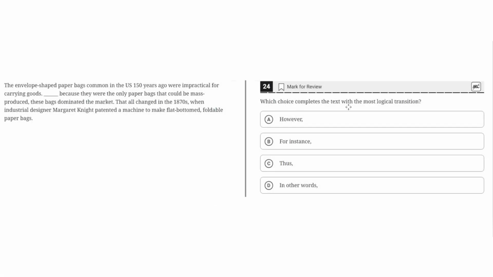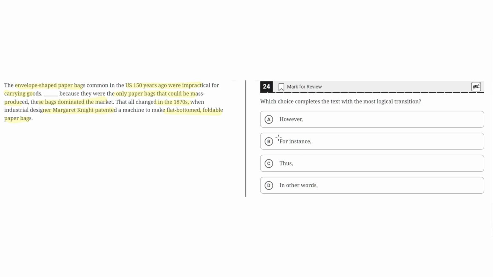Which choice completes the text with the most logical transition? The envelope-shaped paper bags common in the US 150 years ago were impractical for carrying goods. Blank, because they were the only paper bags that could be mass-produced. These bags dominated the market. That all changed in the 1870s when industrial designer Margaret Knight patented a machine to make flat-bottomed, foldable paper bags.